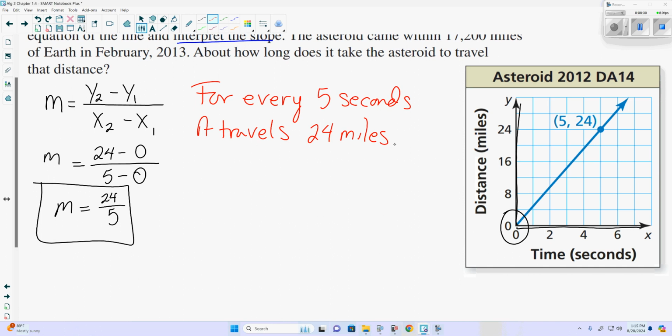Now, if we wrote it and simplified it to say 4.8, we would not say the same thing, because 4.8, we don't have a denominator anymore. So we're saying now for every second, it travels 4.8 miles. Okay?